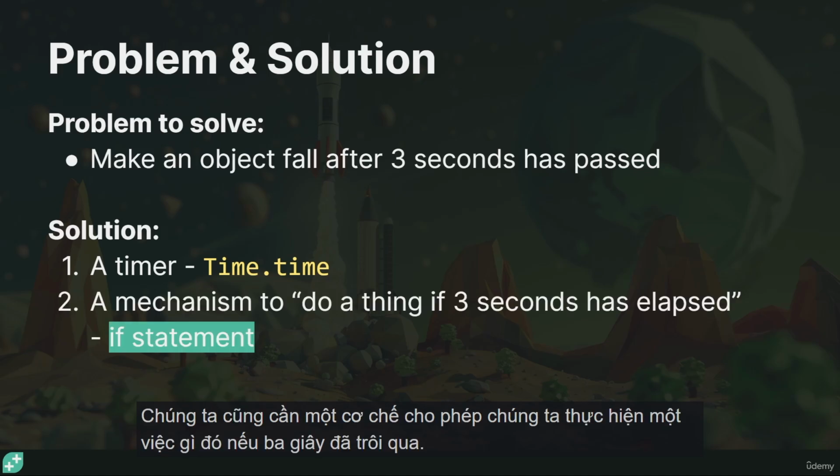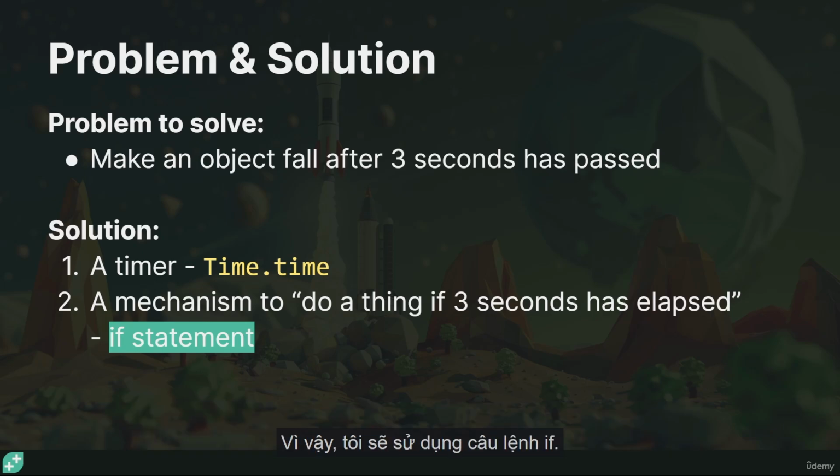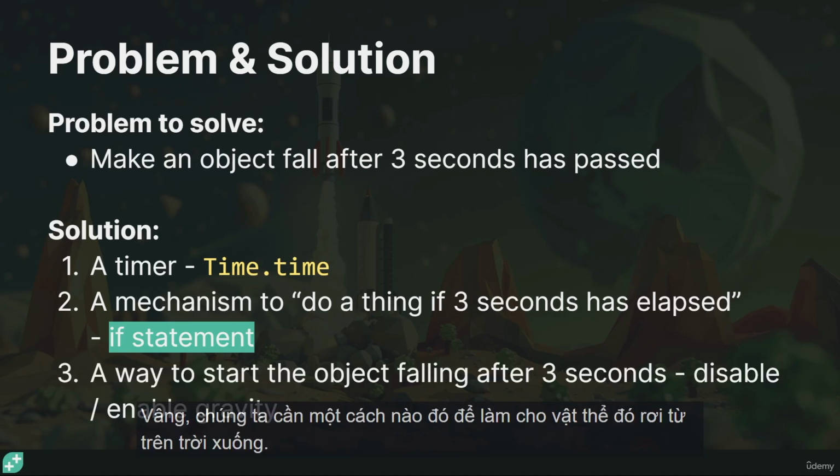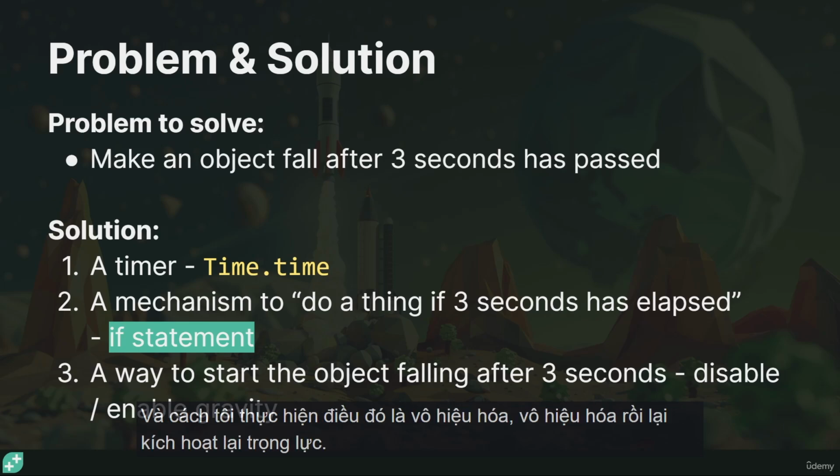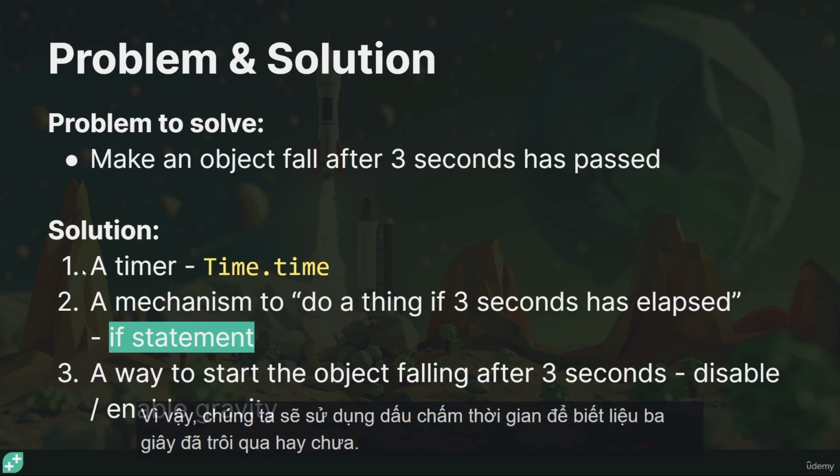We also need a mechanism that allows us to do a thing if 3 seconds has elapsed. So for that, I'm going to use an if statement, and we'll talk about that in an upcoming lecture. If 3 seconds has passed, then do a thing. And what's the thing? Well, we need some way of having the object falling from the sky. And the way I'll do that is by disabling and then re-enabling gravity. So we'll use Time.time to know if 3 seconds has elapsed.